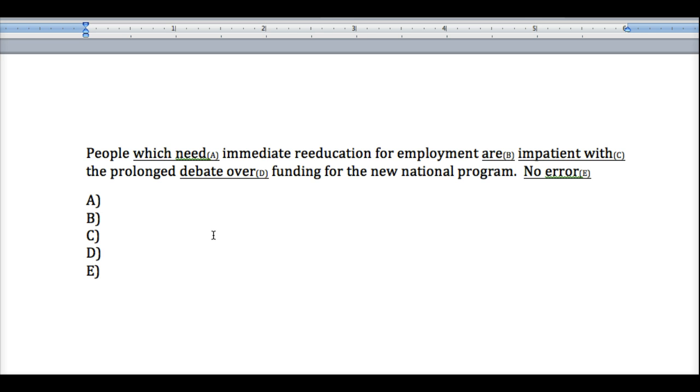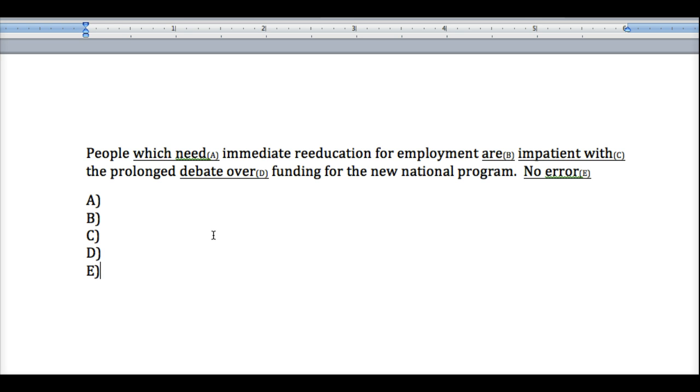People which need. Well, there are a couple of ways to do this. You could say people that need immediate re-education. That works. What you really would like to say that is more current and more correct is people who need immediate re-education. Because people, it's plural, people, right, need the correct pronoun. And so you would use people who need. They are people, they're not things. You would use that with an inanimate object, right? The table that needs fixing is in the dining room. People who need immediate re-education for employment are impatient.